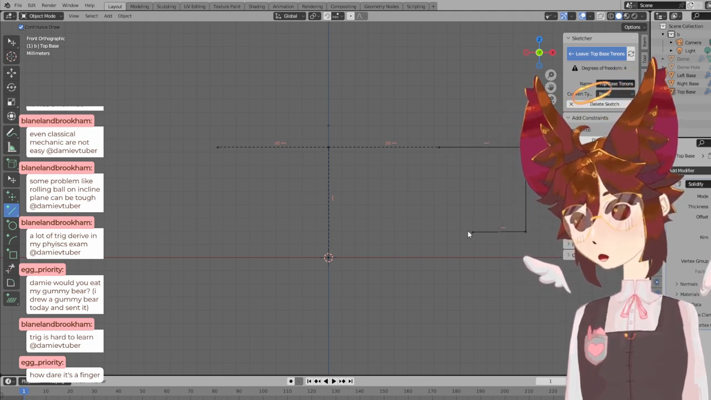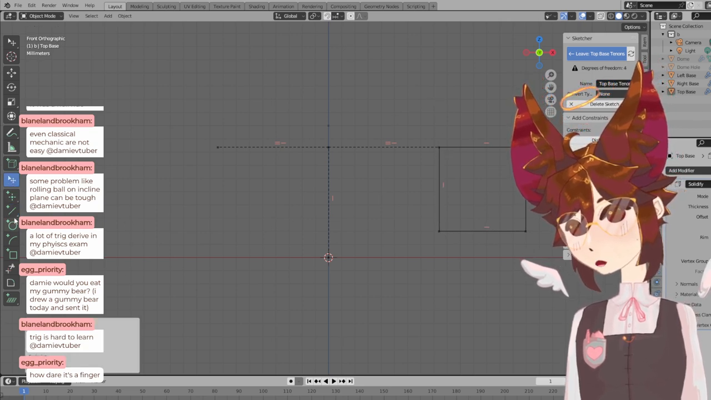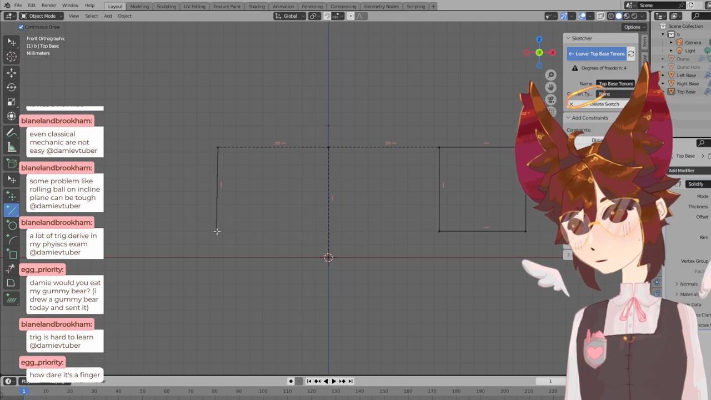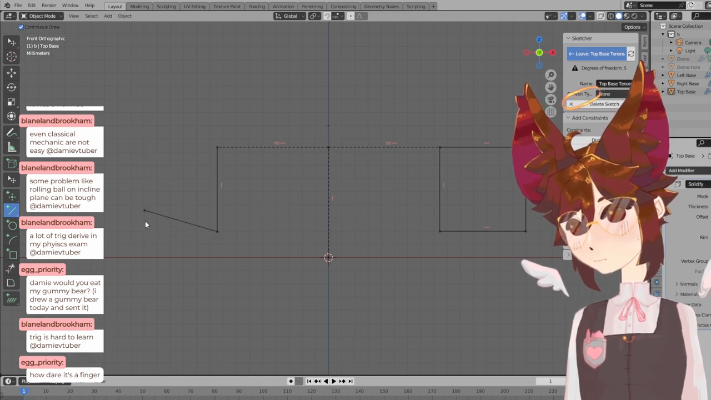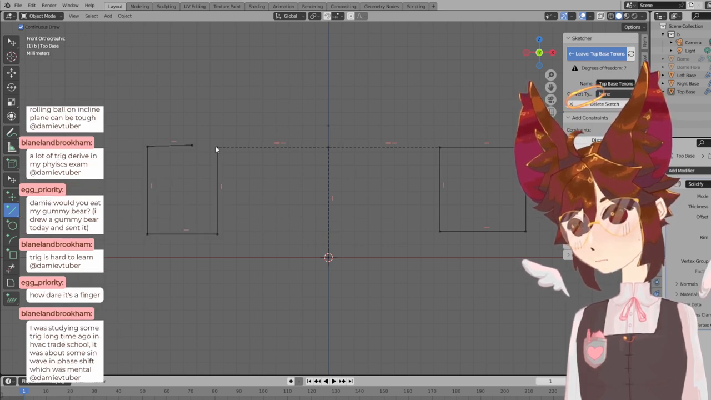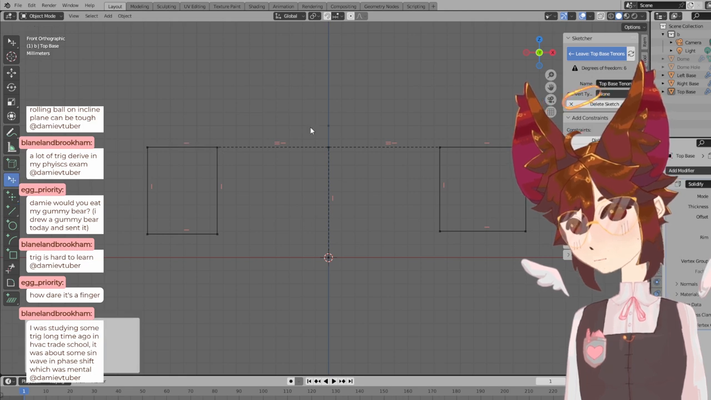Okay. I think I should do this so I don't over-constrain things, because I think if I make a rectangle, it might automatically add constraints to it. And if I do this, then it won't automatically add constraints necessarily.